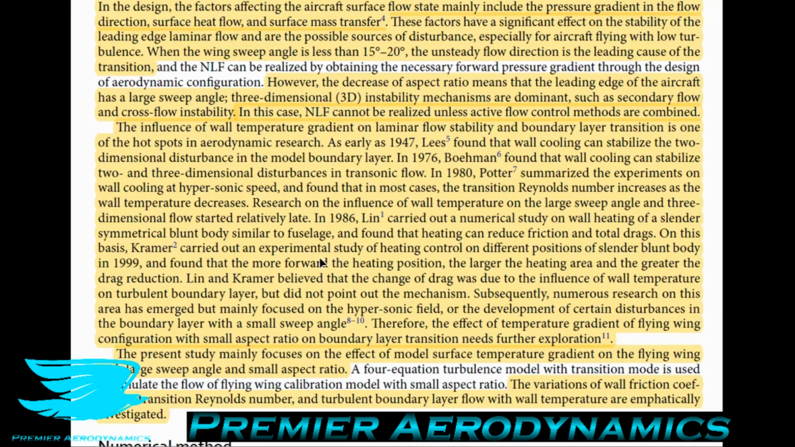So let's move on. On this basis, which is that heating of slender symmetrical blunt bodies similar to fuselages can reduce friction and total drags when you heat them, another researcher carried out an experimental study of heating control on different positions of slender blunt bodies in 1999 and found that the more forward the heating position, the larger the heating area and the greater the drag reduction. So that makes sense. When you move it forward, you're affecting the flow further upstream, which means that it can't develop to the point where you can't control it anymore. And this is often the case for flow control devices on wings.